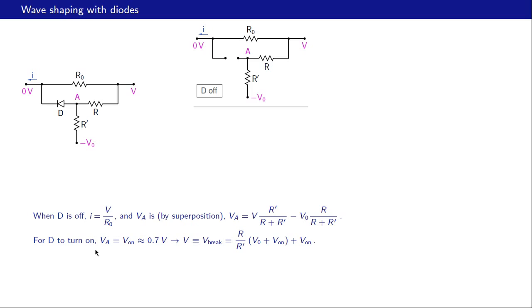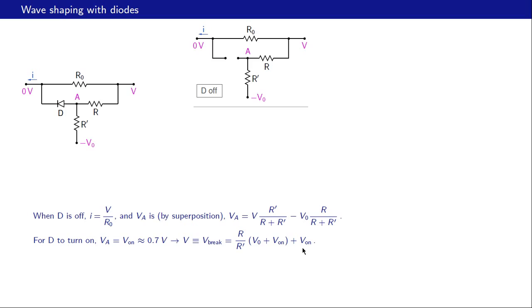So for D to turn on, VA should be V on, which is about 0.7 volts, and that gives us this breakpoint. So what do we do? We put VA equal to V on here and solve for V break. So V break then turns out to be R by R prime times V0 plus V on. This is a positive number, remember, because minus V0 is negative. That plus V on. So that is our V break.